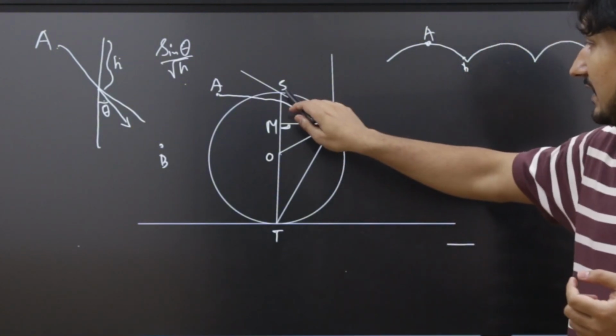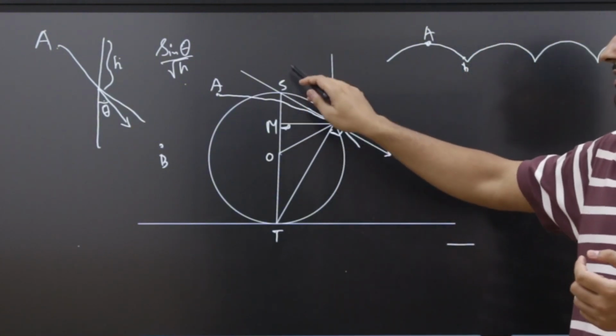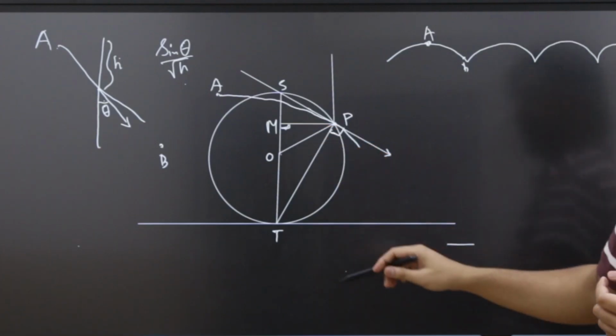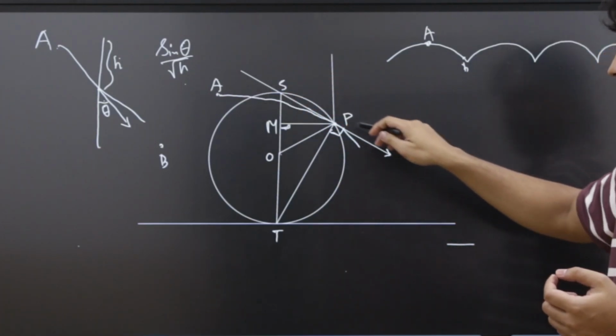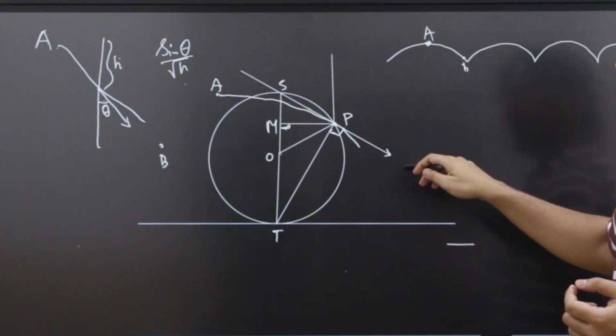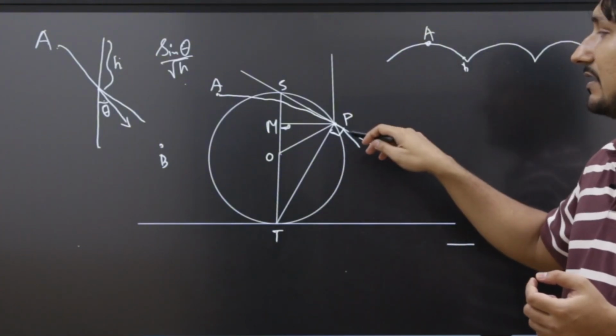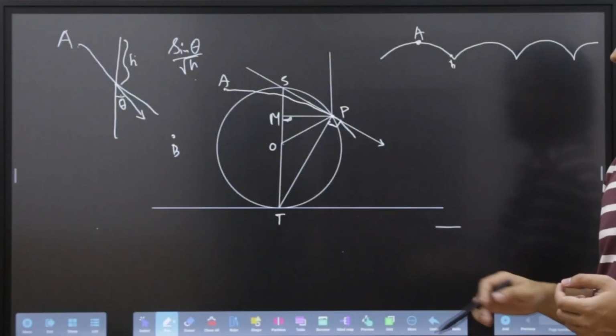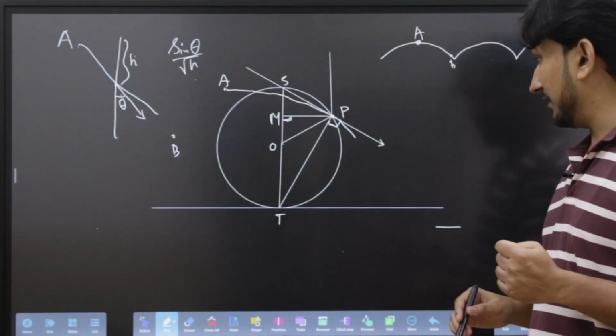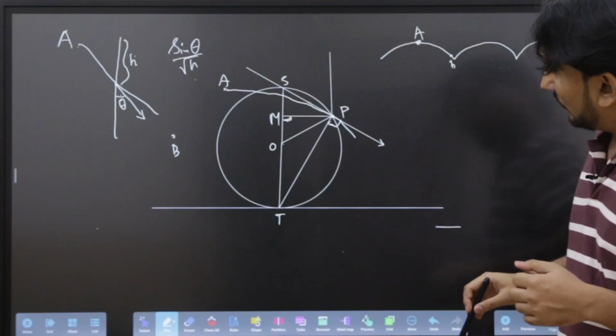One is SM is the height by which the particle has fallen, and the line that forms 90 degrees with TP is actually the tangent line to the cycloid curve at the point P. So these two points we have noted.